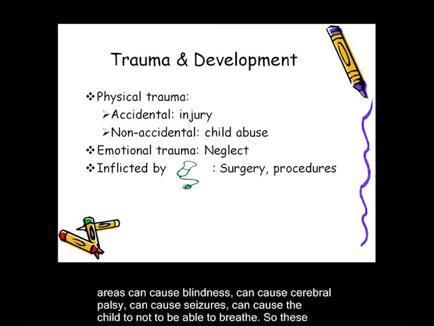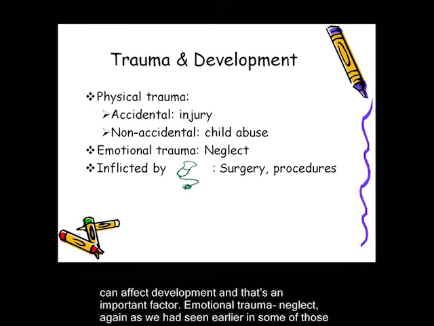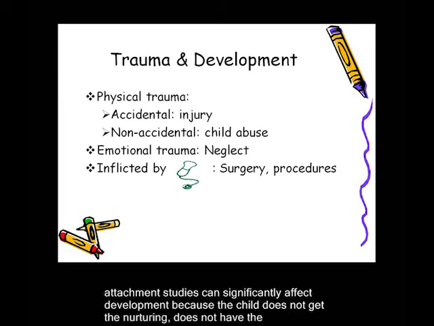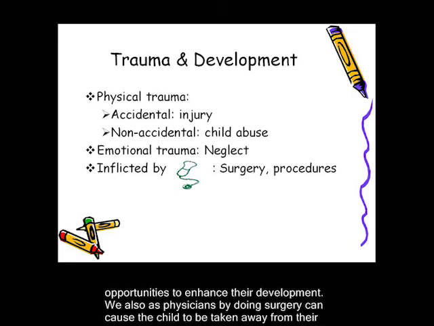The bleeding in different areas can cause blindness, can cause cerebral palsy, can cause seizures, can cause the child not to be able to breathe. So these can again affect development. So that's an important factor. Emotional trauma, neglect, again, as we had seen earlier in some of those attachment studies that we had talked about, can significantly affect development, because the child does not get the nurturing, does not have opportunities to enhance their development.